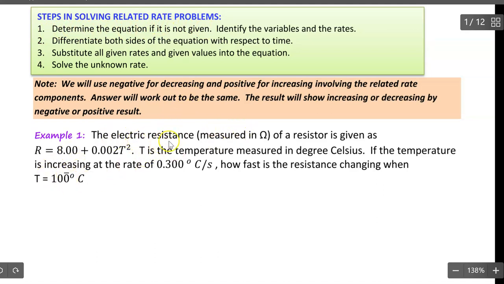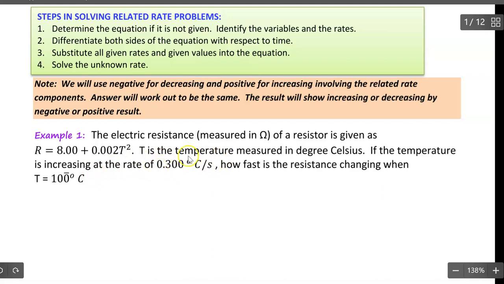The electric resistance of a resistor is given as R equal to A plus 0.002 times capital T squared, where T is the temperature, plus 0.02 times T, and that would be equal to the electric resistance. The temperature is measured in degrees Celsius. If the temperature is increasing at the rate of, you see it's identified right here, is the rate.